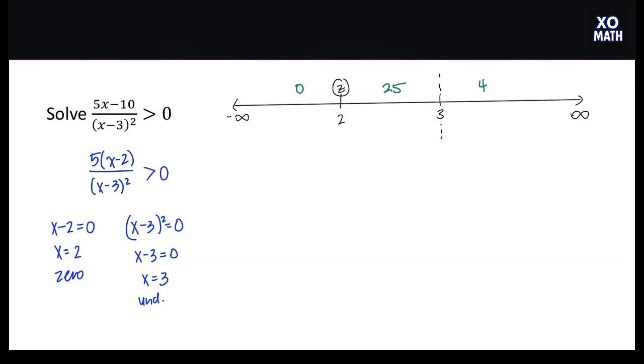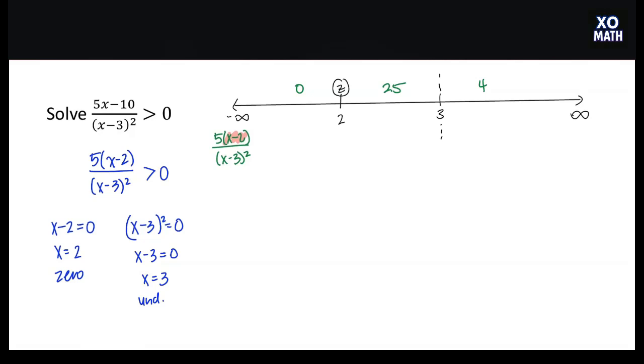And let's substitute those into the factored version. So 5 times the quantity x minus 2 over x minus 3 squared. Well, this is actually really nice because 5 is always positive, so I don't have to think about that. And the denominator is always positive as well because we're squaring x minus 3. It doesn't matter what we plug in. If we square it, it's positive. So I'm really only substituting my test points into the factor x minus 2.